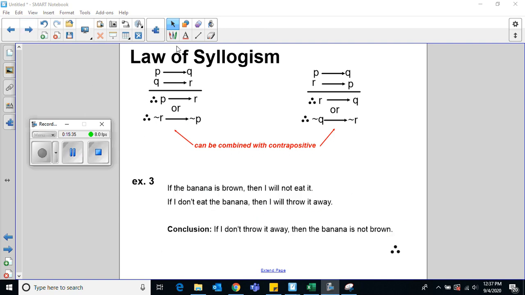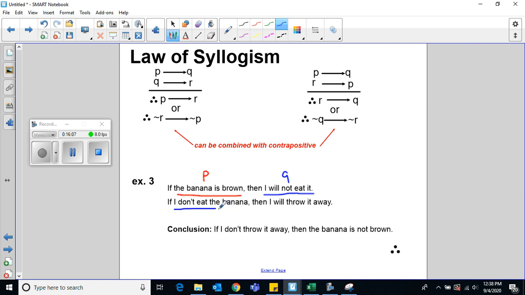In example 3, we just want to determine, is this a valid argument? So this time I gave you the conclusion and we want to see if it's valid. So if the banana is brown, so that's P, then I will not eat it. And that's very true. So that's Q. And it says if I don't eat the banana, now granted that's not the same words exactly, but those are the same statements. So we just fixed it for grammar. So there's your Q again. Then I will throw it away. Well, that's something totally different. So we're going to use the letter R.